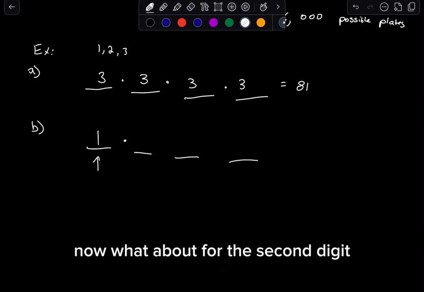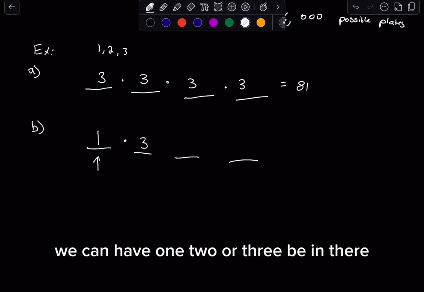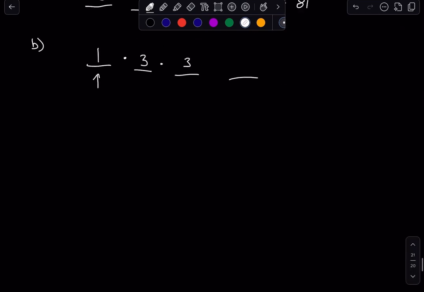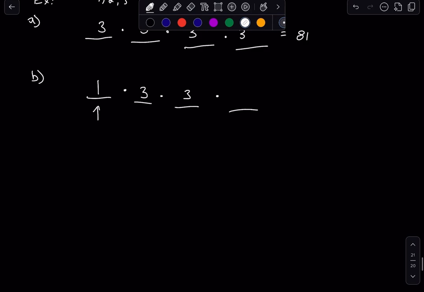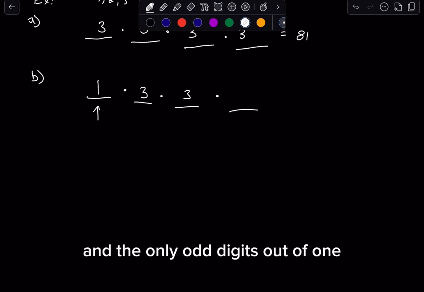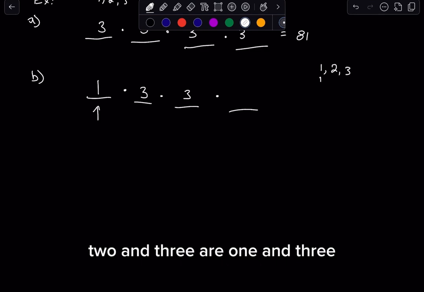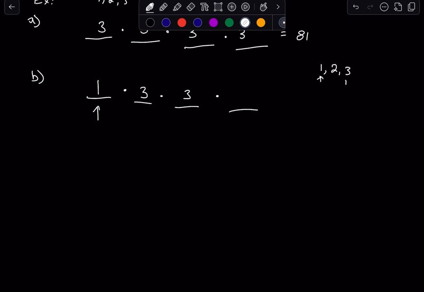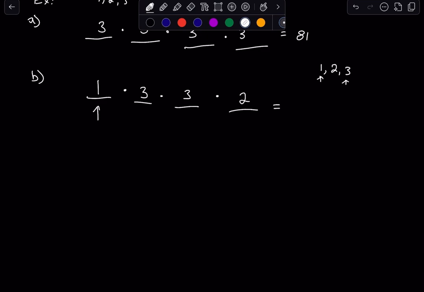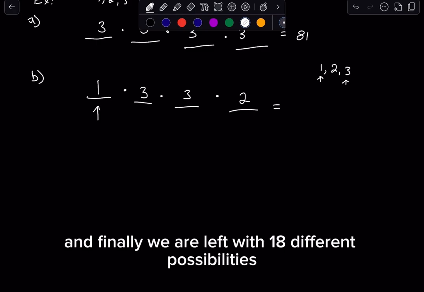Now, what about for the second digit? Well, it doesn't matter. We can have 1, 2, or 3 be in there. And for the third one, it doesn't matter because we can have 1, 2, or 3. Now, for the last one, it says it has to be odd. And the only odd digits out of 1, 2, and 3 are 1 and 3, which gives us 2 possible ways to end this number. And finally, we are left with 18 different possibilities.